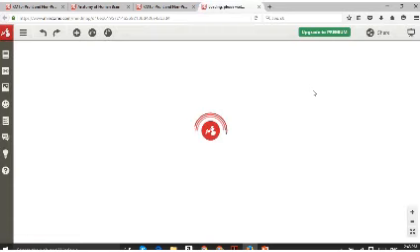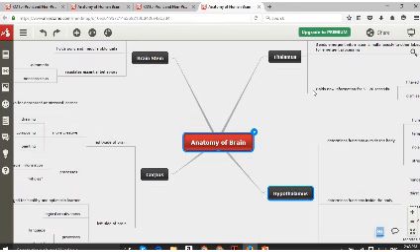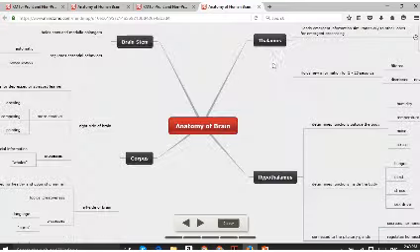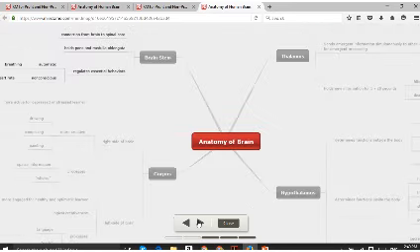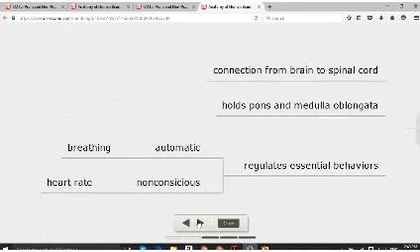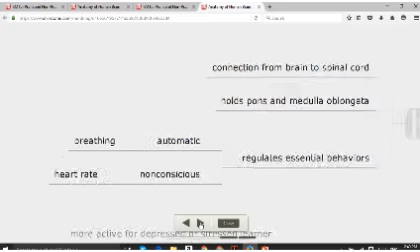And the brain has a few critical parts. Among those, I would like to emphasize the limbic system. In terms of the anatomy, the brainstem, corpus, hypothalamus, and thalamus are the key regions. Let's look into each one of them. In terms of the brainstem, it is a connecting portion from the brain to the spinal cord. It holds the pons and the medulla oblongata, and it regulates the breathing and the heart rate. It regulates the automatic as well as the non-conscious activities.